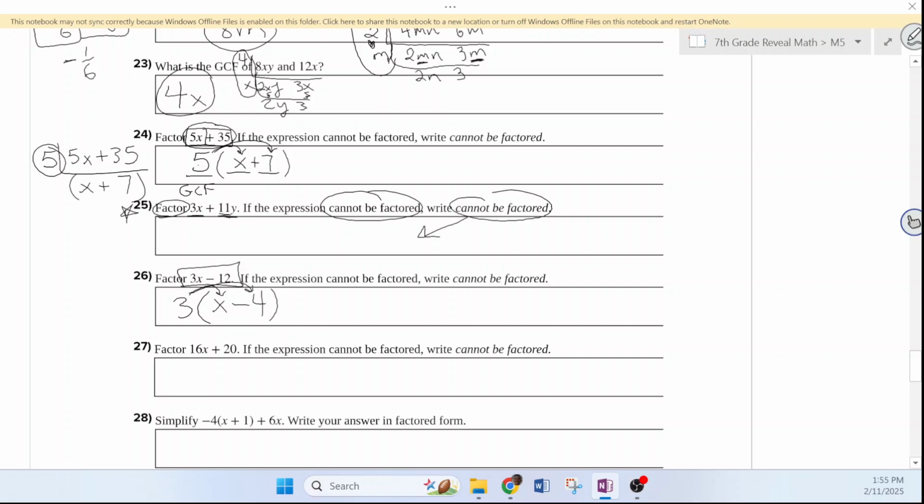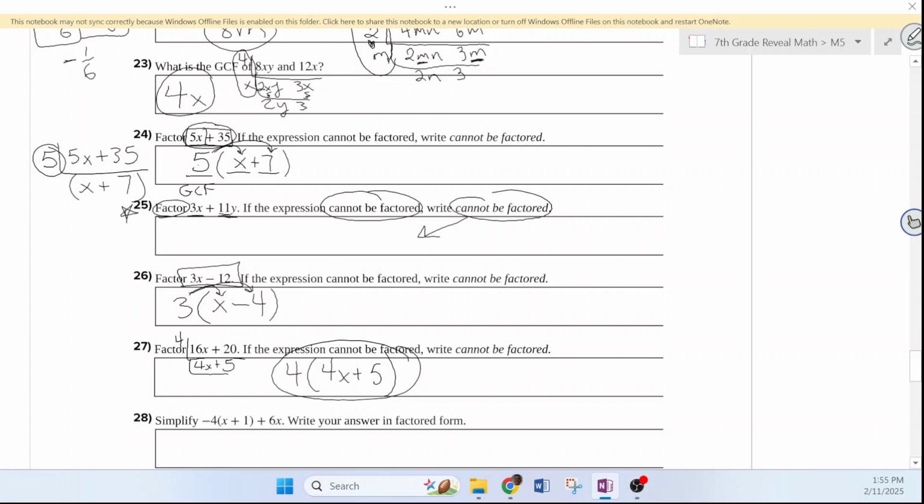All right, we got one more. Factor that. Okay, we can divide. Looks like 4 goes into both. That would be 4x plus 5 if I divide it by 4. All right, nothing else goes into these two, right? So then we just have 4 times 4x plus 5.